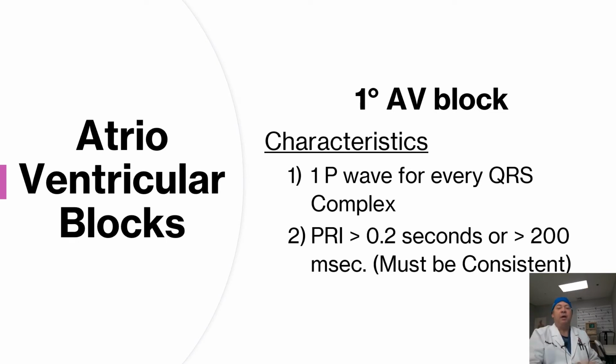First degree AV block. Normally, you will see a P wave for every QRS complex. But the PR interval is longer than 0.20 seconds, or 200 milliseconds, and it has to be consistent all the time. In lead 1, in lead 2, in lead 3, in every lead, the PR is constantly prolonged more than 0.20 of a second. That is called first degree AV block.